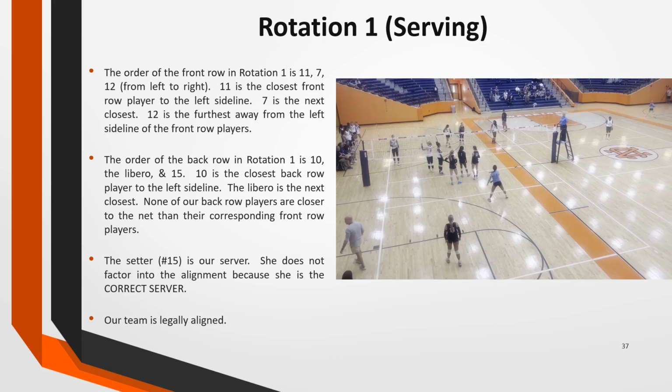Our front row, 11, 7, 12. 11 is the closest person to the left sideline, followed by 7, and 12 is the furthest away. We're good with our front row players with respect to the left sideline. Our back row order is 10, our libero, and our setter. The setter is serving, so she doesn't factor in here. And because she's the right back, she definitely doesn't factor in here. 10 is the closest back row player to the left sideline, and the libero is the next closest. We have a legal alignment for rotation 1.